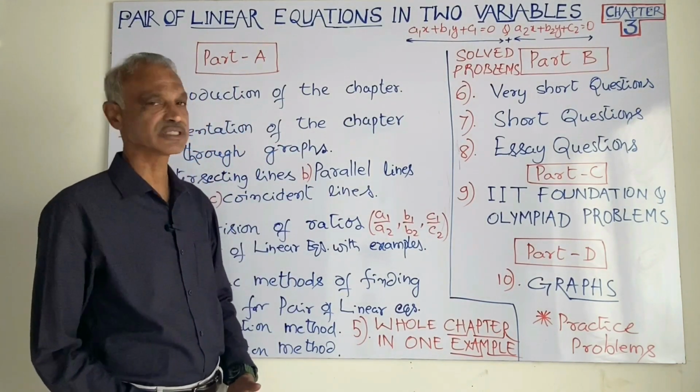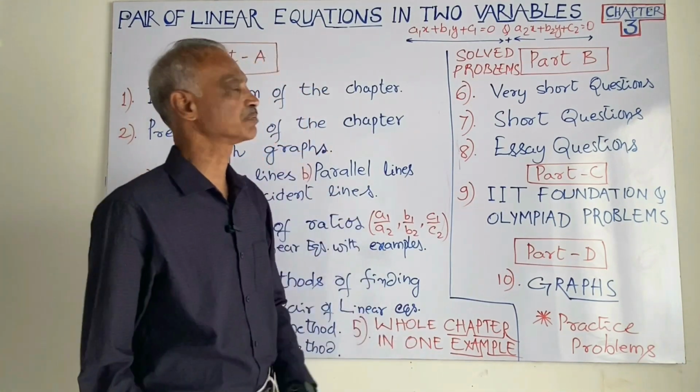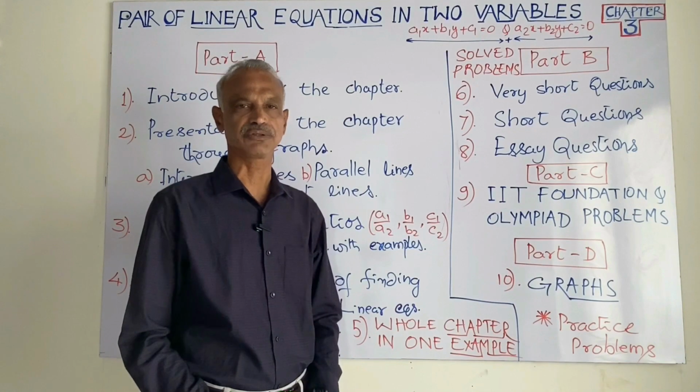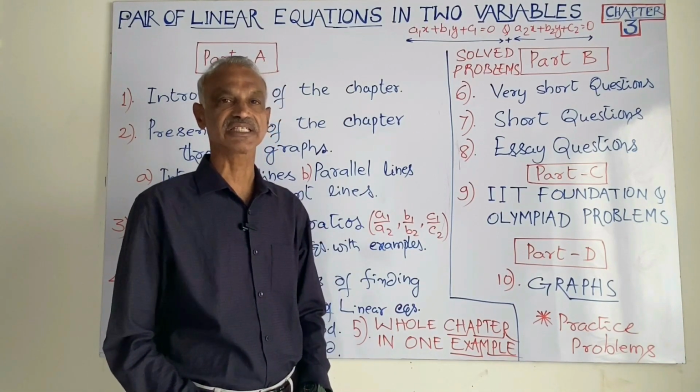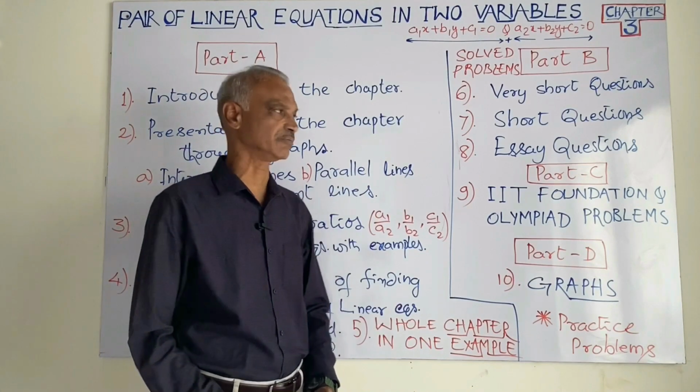Pair of linear equations: a1x plus b1y plus c1 is equal to 0, a2x plus b2y plus c2 is equal to 0. These are a pair of linear equations in two variables. What are the variables here? x and y are the variables.